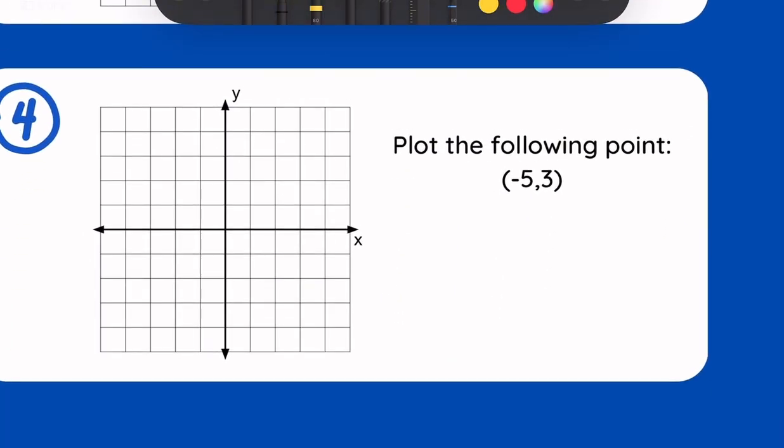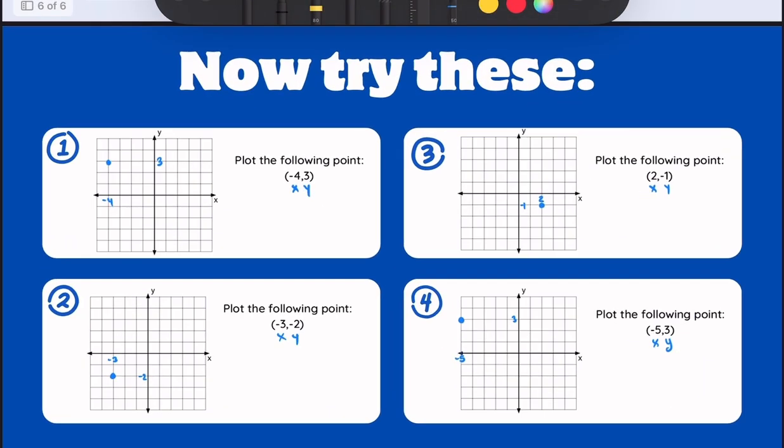Now let's plot this one. Remember that -5 is our x, and 3 is our y. -5 on the x-axis lands exactly 1, 2, 3, 4, 5 points to the left of 0, and 3 lands 1, 2, 3 points above, right there. For y, it's 3, and for x, it's -5. And that's it.